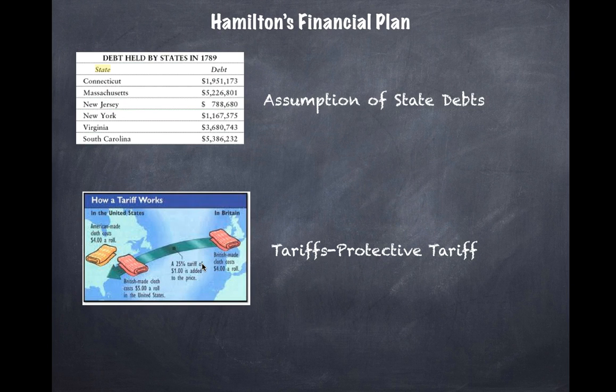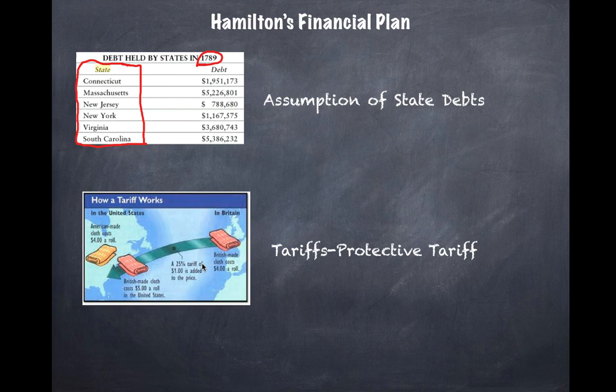The fourth part of the plan was for the national government to assume state debts. If we look at the columns here on the left, for example, we have these various states. 1789 is when the national government began practicing under the Constitution. Each state had a bunch of debt left over from the Revolutionary War. The idea was the national government would take the state debts and pay them back to whoever the money was owed to.